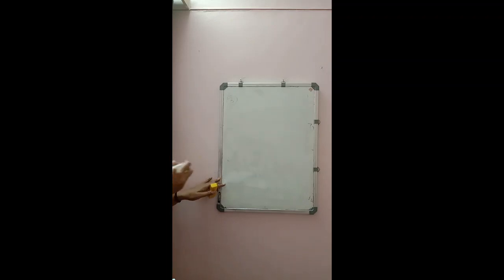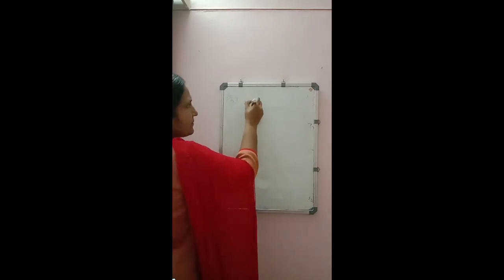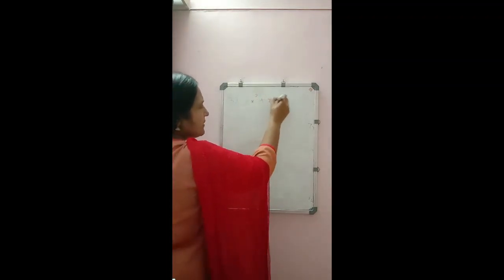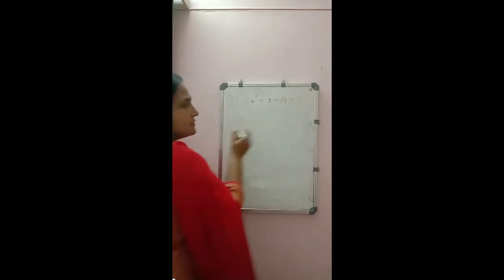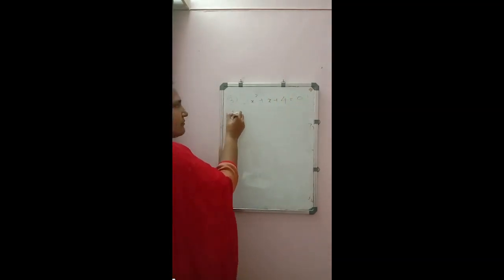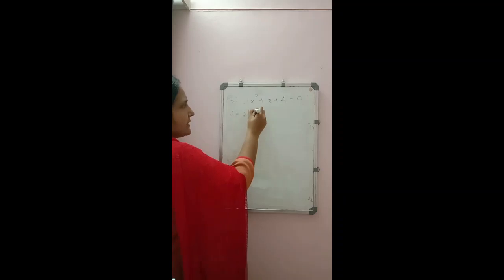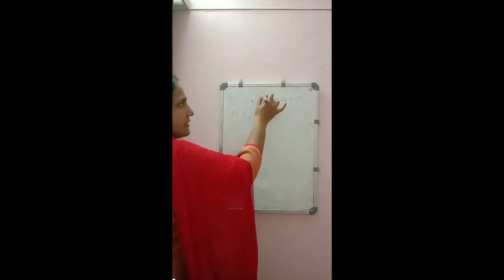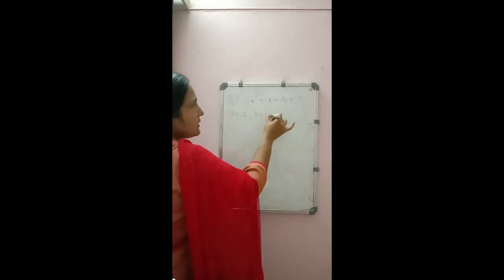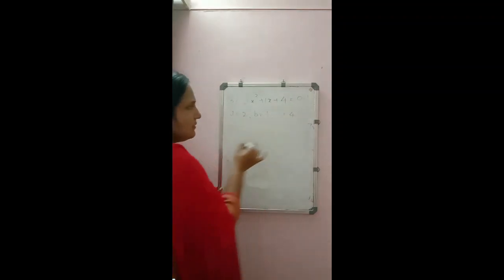The next equation is 2x square plus x plus 4 is equal to 0. Again, write down the values of a, b and c. A is equal to 2, b, if nothing is there means that is 1. B is equal to 1, c is equal to 4.